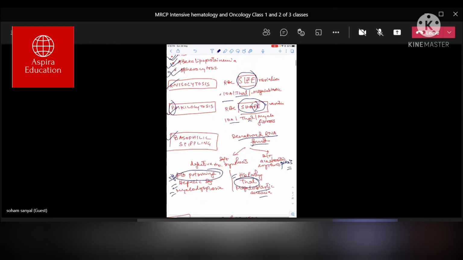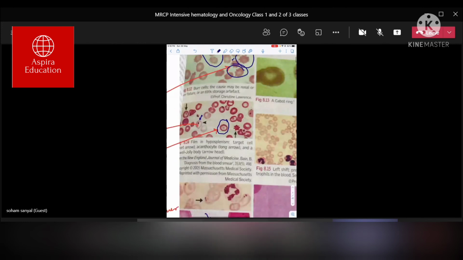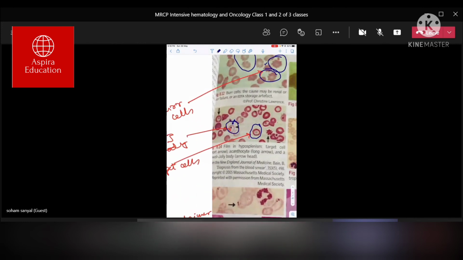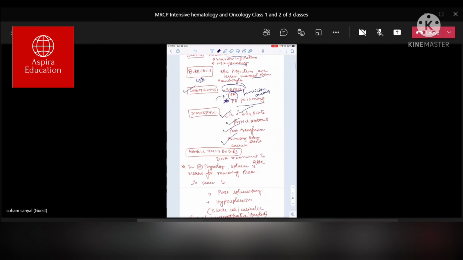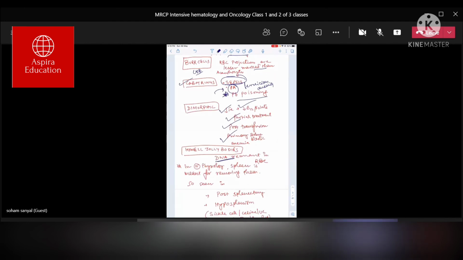What are Howell-Jolly bodies? Look at them. These are the Howell-Jolly bodies. You see this one. One very important thing about Howell-Jolly bodies is where they differ: they are a DNA remnant. It's not an RNA remnant, it's a DNA remnant. It can be present in normal physiology, but it is present basically after splenectomy, or it can be present in hyposplenism.